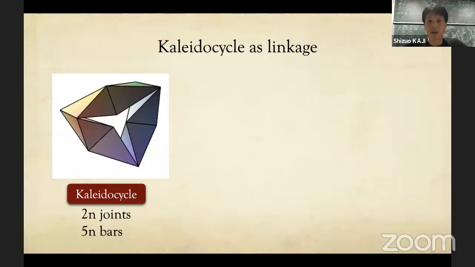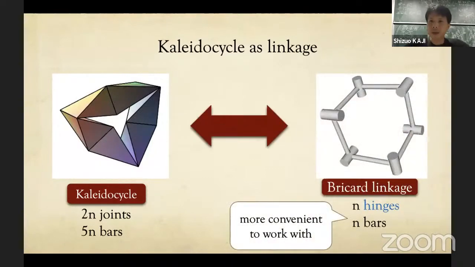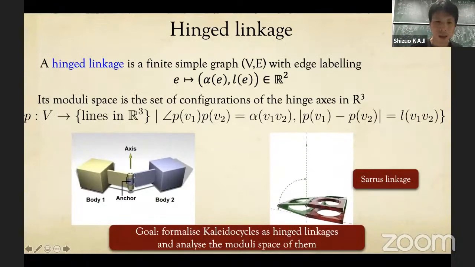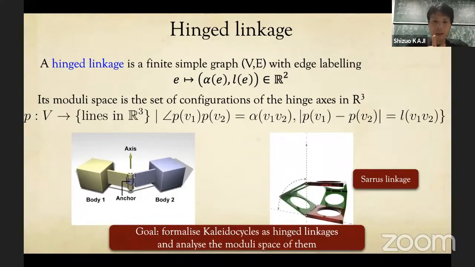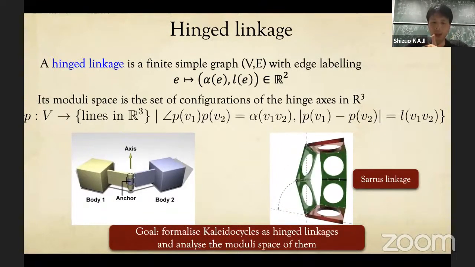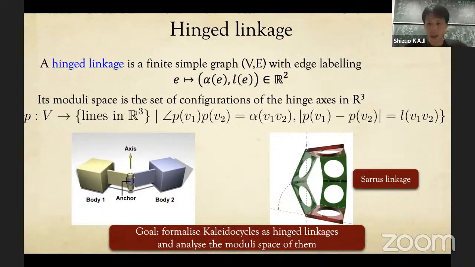This is one way to look at the Kaleidocycle as a linkage, but you can also look at it as a so-called hinged linkage, consisting of hinge joints. A hinge is a special type of joint. I have a picture here. A hinge has an axis of rotation, and two rigid bodies connected by a hinge have only 1 degree of freedom. They can turn only around the fixed axis.